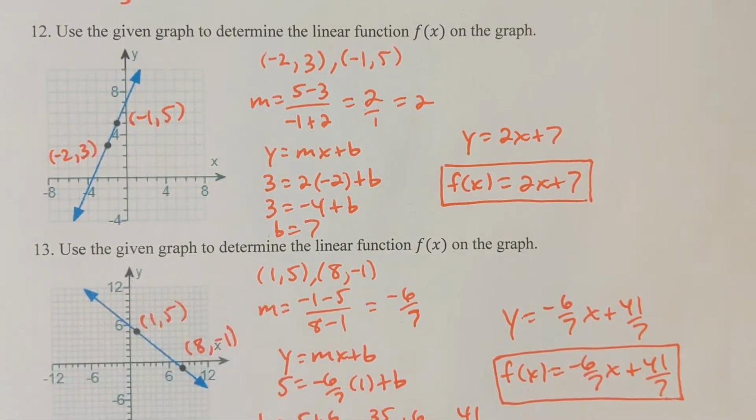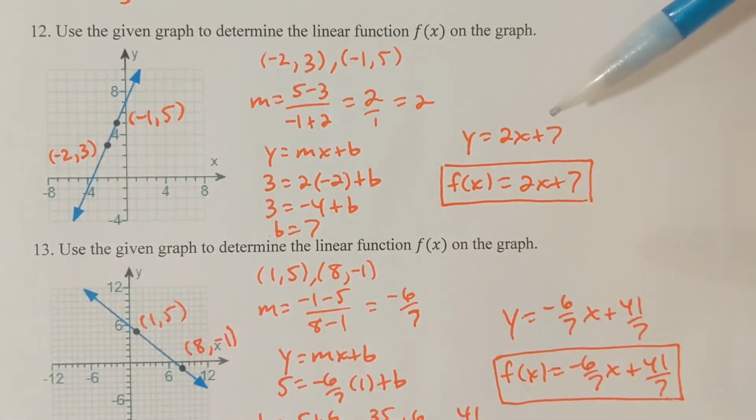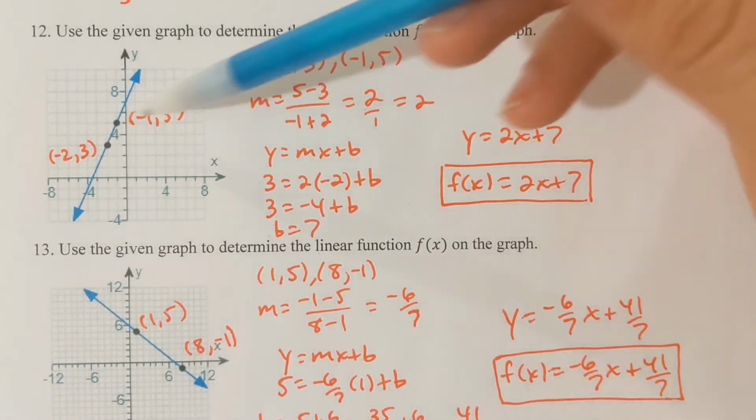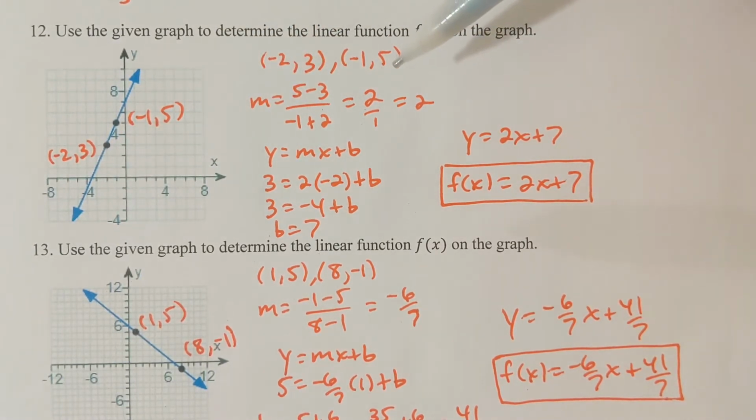Okay, problem 12, use the given graph to determine the linear function f of x on the graph. So what's a formula representing this line here? Well, I'm looking for a form of f of x equal mx plus b. I gotta know the actual numbers for m and b. I have labeled these points that the line is passing through, and so the first thing would be to compute the slope of this line.